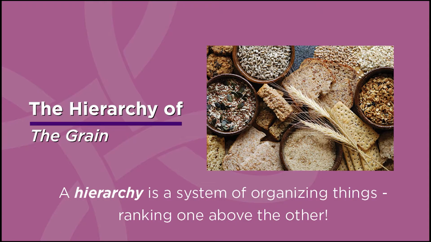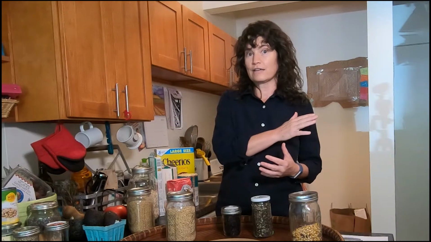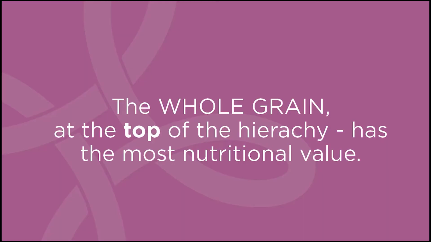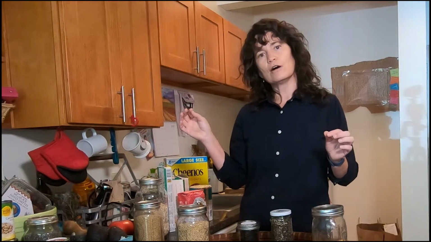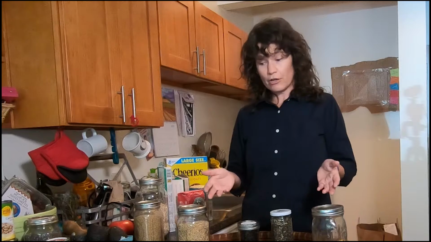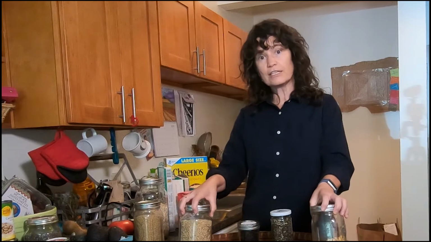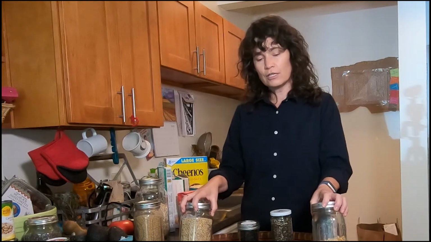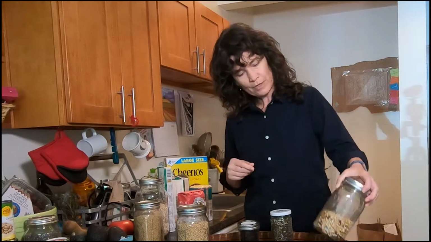Today we are going to talk about the hierarchy of the grain. What we are essentially talking about is the range that the grain goes through of different processing methods to produce different foods that you're familiar with. The optimal form is the whole food, generally whole grains, literally whole grains, also called groats. So let's take a look at some of those.